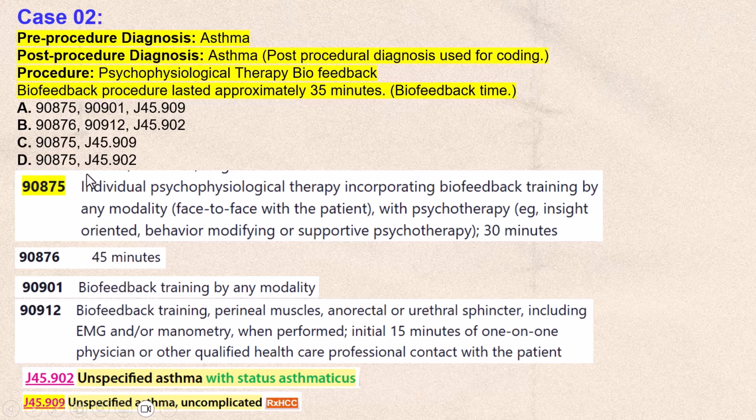Then let's go to the ICD-10-CM codes. All are adjacent codes, so you can use the elimination method. Here J45.902 is unspecified asthma with status asthmaticus. In the diagnosis, it does not mention status asthmaticus, so it's an uncomplicated one. So J45.909, that is unspecified asthma, uncomplicated. So the correct answer will be answer C, 90875 and J45.909.